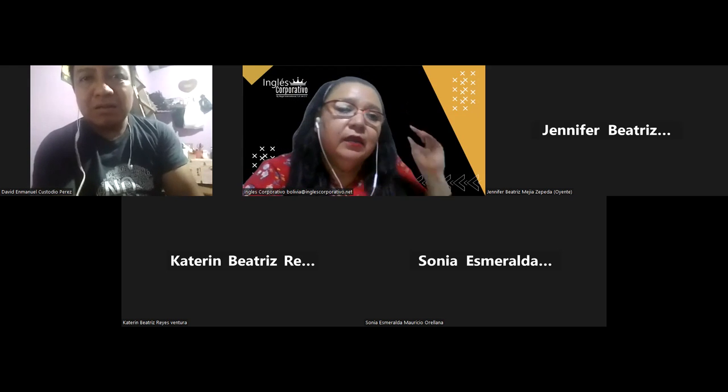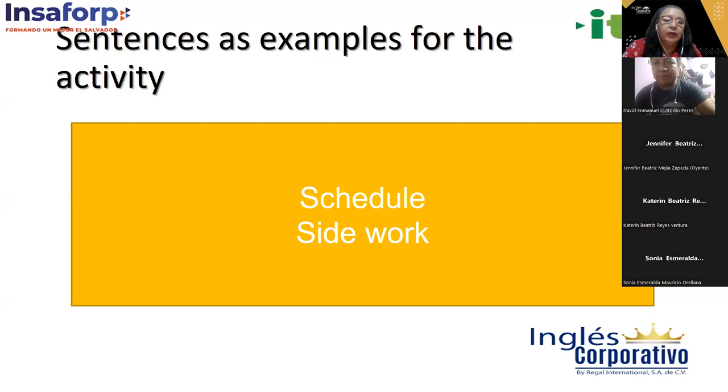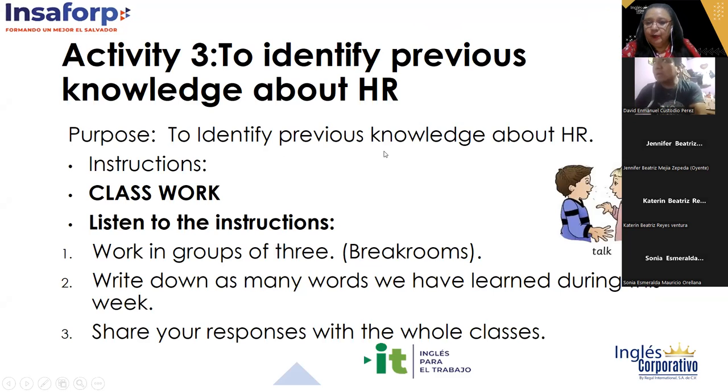The instruction, I'm going to share it. You are going to feedback, okay, here. The purpose is that you identify your previous knowledge about human resources. So you are going to work in groups, okay, of three or four or five. In this case, I have active 1, 2, 3 people. And you are going to write down a list of words, as many words as you have learned during the week. But in those words, you are going to check the ones that you consider the staff in the human resources office use. For example, schedule, yes. Yesterday, there was a phrase, clock in, clock out. And I told you that that was a synonym for check in and check out, yes, because they verify if you checked out or checked in on time, yes or no?